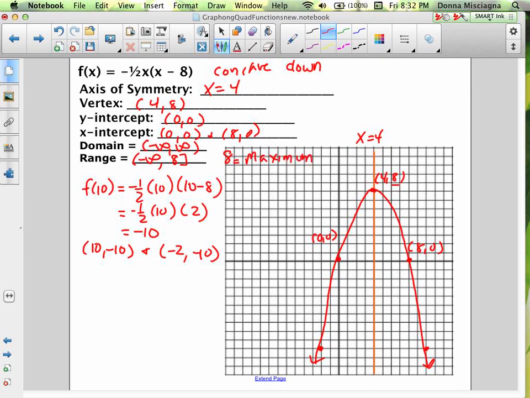for my function. If they write it as a point, they might say 4, 8. Right? So 4 is where it occurs. So in parentheses, I'm just going to put 4, 8. So it occurs when x is 4. And what is the maximum? 8. That's the largest our function is going to get. And notice it's the y-coordinate of the vertex.